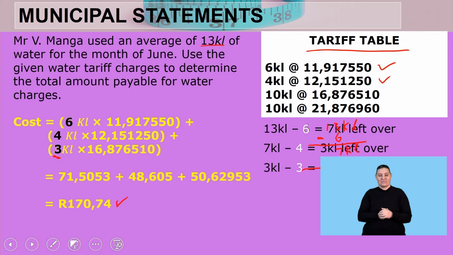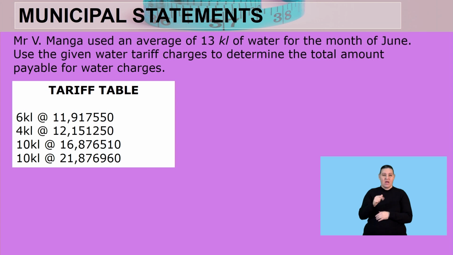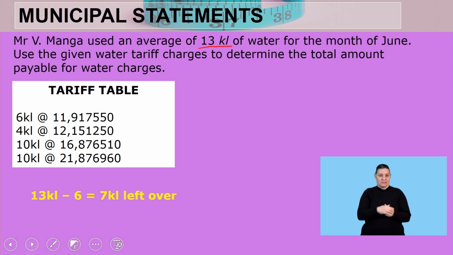Looks like I worked this out already. There we go. 13 kiloliters minus the 6 gives us 7 kiloliters left over, 3 kiloliters left over, and finally, we've charged them. Mr. V. Manga used an average of 13 kiloliters of water for the month of June. Use the given water charges to determine the total amount charged.